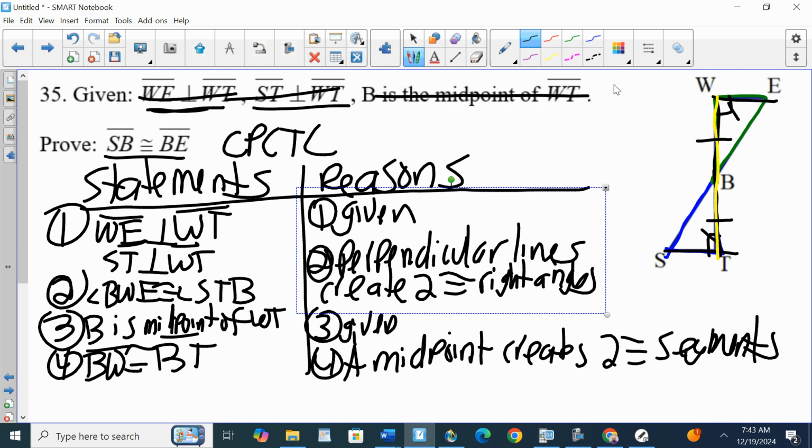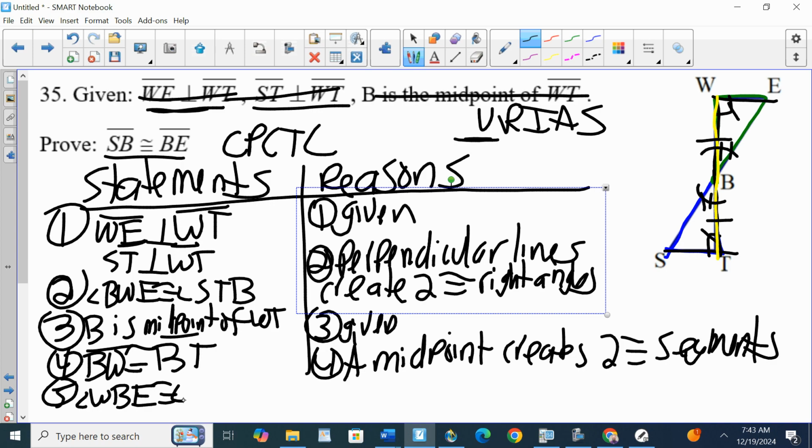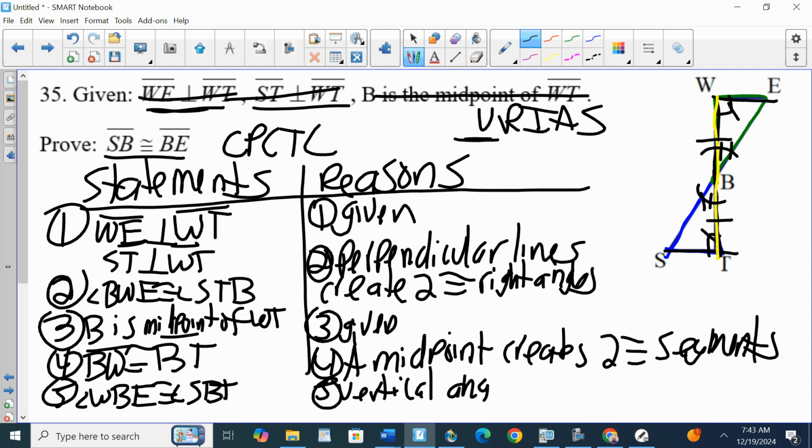Well, after mini proofs, we have additional tools. VRIAS. V, vertical angles. Do I have vertical angles? Yup. Right there. So, angle WBE is congruent to angle SBT. Vertical angles are congruent. Now I have three pairs of things congruent. I want three pairs of things congruent. I did it. What did I do? What's the first line of the song? What's the name of the unit?